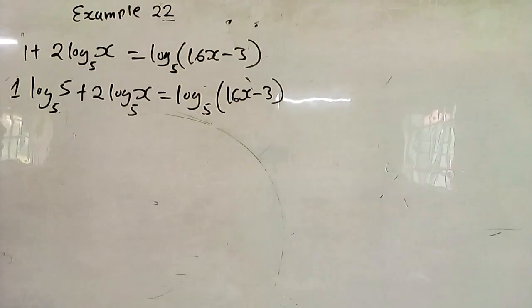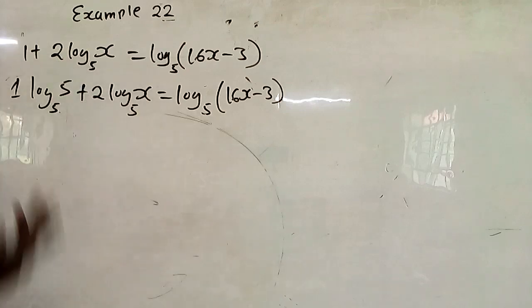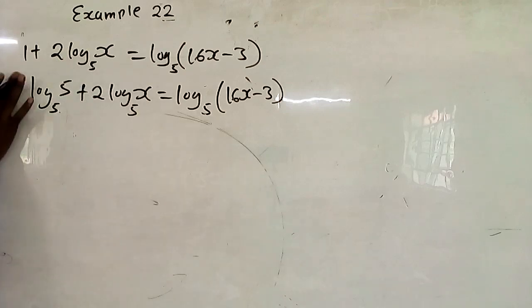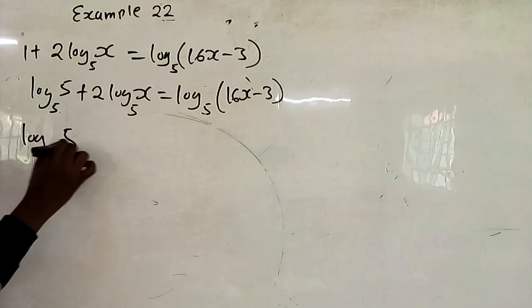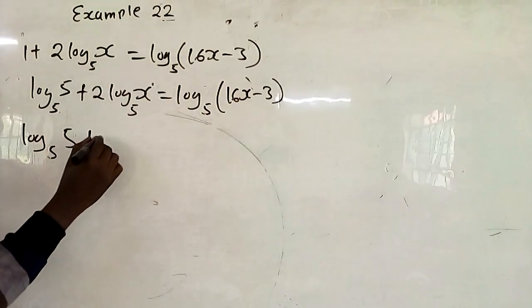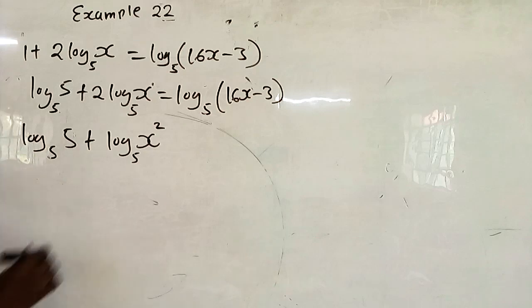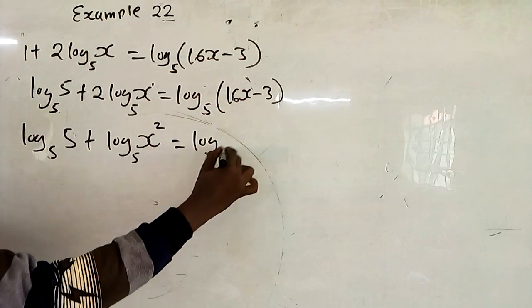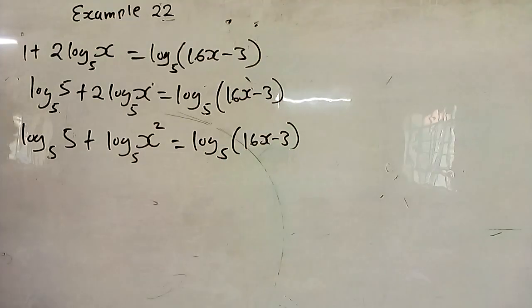After ensuring you have the same base all through, you now get rid of the coefficients, isn't it? So 1 becomes the power, 5 raised to power 1 is just 5, meaning this one is just silent. So here you now have log 5 to base 5 plus, 2 becomes the power, log x squared to base 5, good, to be equal to log of 16x minus 3 to base 5.